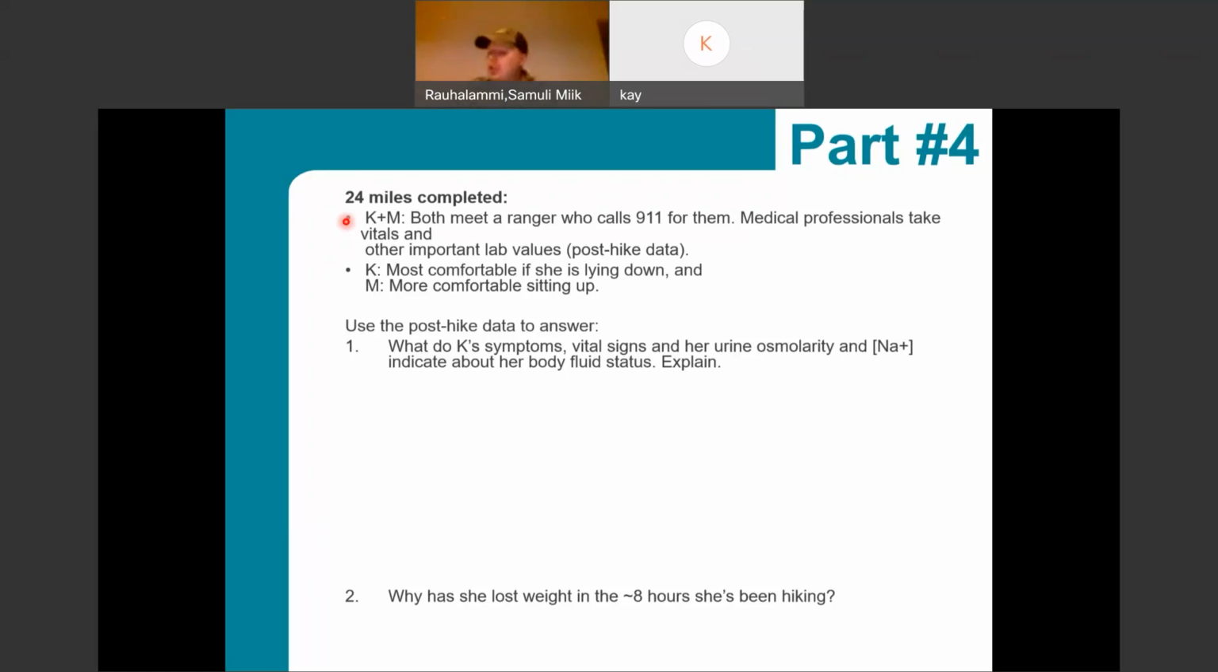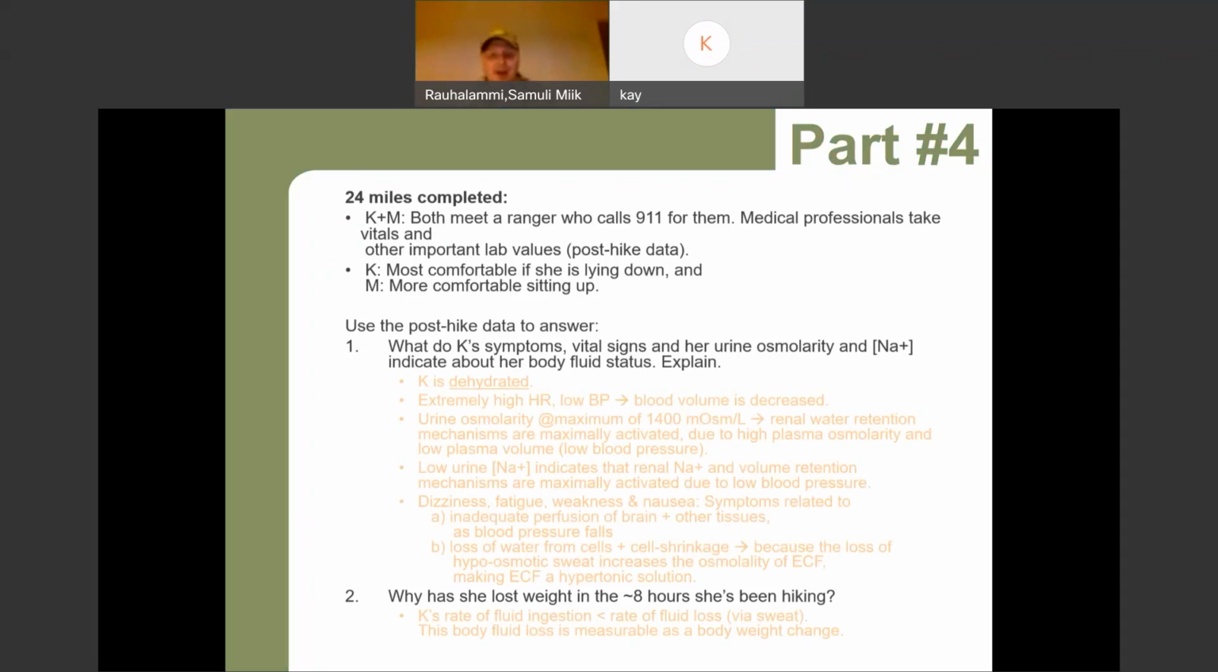They also will determine that Carla is going to be most comfortable if she's laying down, whereas Maria is going to be more comfortable if she's sitting up. So all of these things are clues that make us think of something. And let's have a look at what it makes us think.